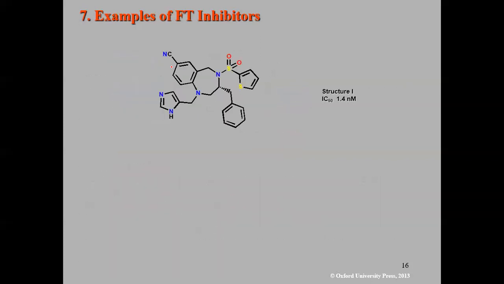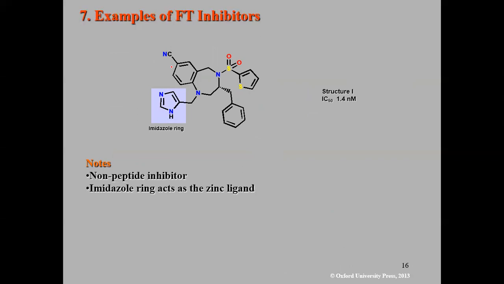Okay, all the examples earlier are peptidomimetics. It looks like a peptide, but it's not a peptide. Well, now this structure 1, which has an IC50 of 1.4 nanomolar, okay, it's not a peptide. Okay, it has an imidazole ring. It's a non-peptide inhibitor. The imidazole ring acts as a zinc ligand, and that's why you don't need the terminal thiol group, because you have the imidazole to replace the terminal thiol group. It decreases the risk of toxicity due to a free thiol group.